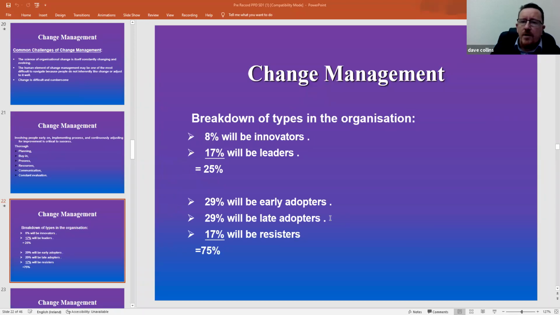So the breakdown of types in the organization. 8% will be innovators, 17% will be leaders. That equals 25%. 29% will be early adopters, 29% will be late adopters, 17% will be resistors, and that gives us 75%. So there's your breakdown roughly of what you're going to be involved with.